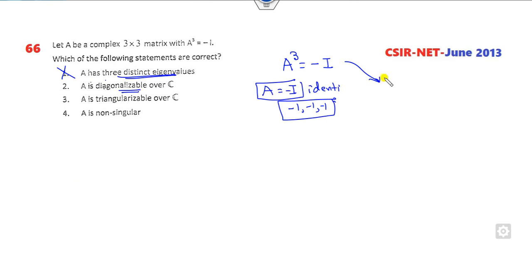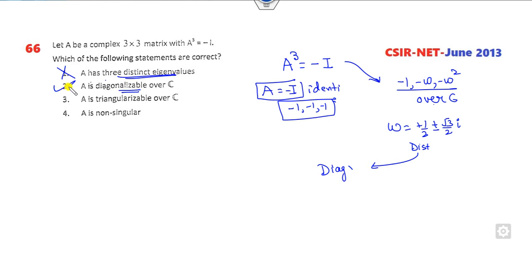You can also see what the eigenvalues of this are, over the complex numbers, because what is omega? Omega is root 3 by 2 iota. Similarly, omega square will be the plus minus, which is distinct. Once it has distinct eigenvalues, then we all know it is diagonalizable. Once we know it is diagonal, you can write this in terms of the eigenvalues. Minus 1 here, the rest all are 0, so it is triangular also.